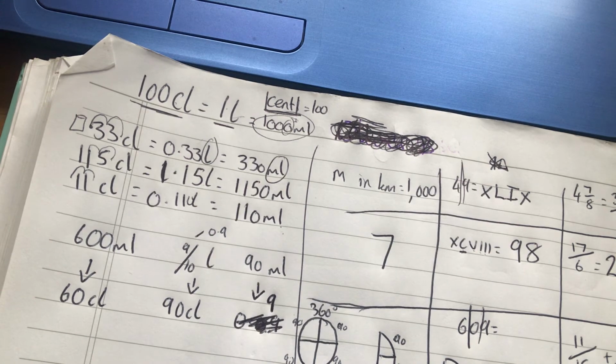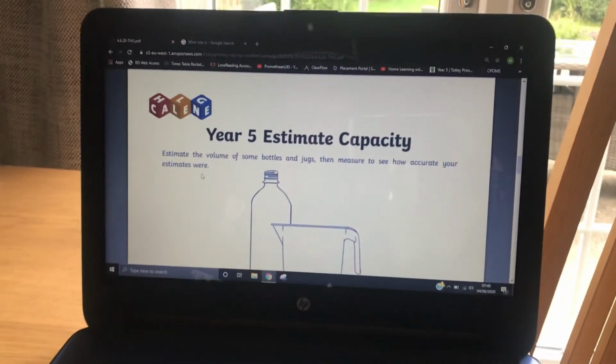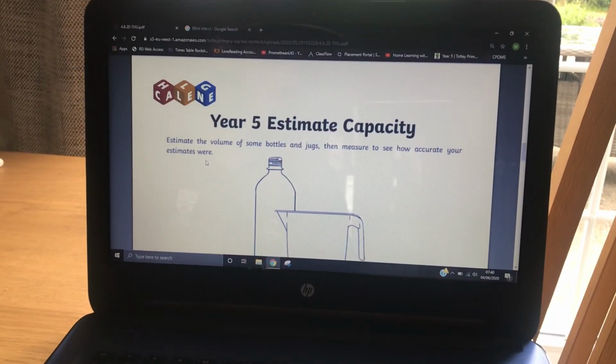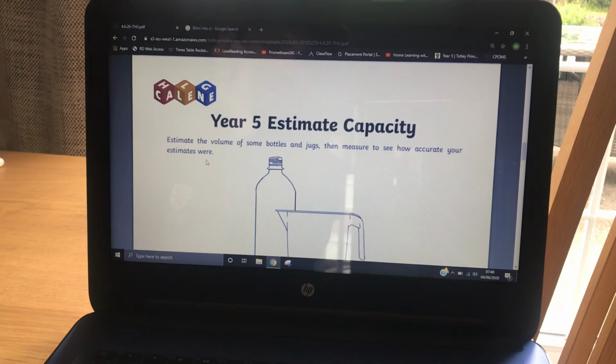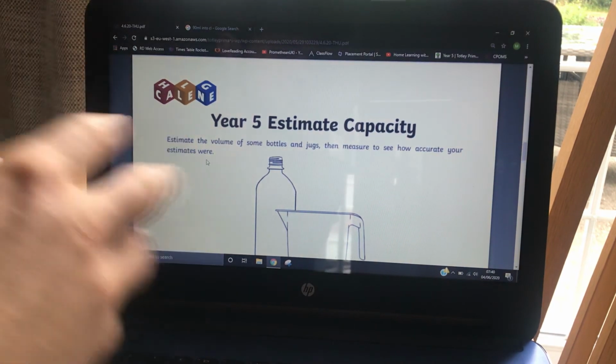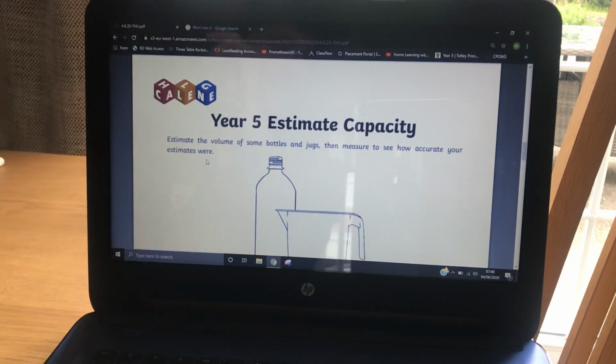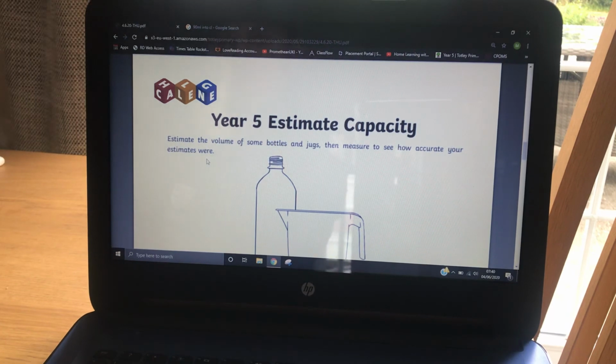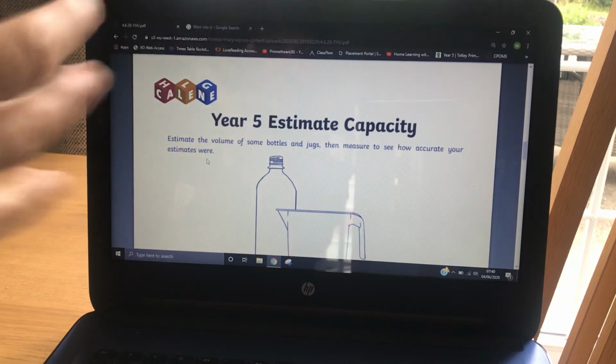You do have one last task as well, which is the classic of all classic capacity lessons, where you've got to go and do some estimating. And you know what? You do this a lot in your school life, and I still see kids in year 5 and 6, and even adults, not estimate capacity very well. So today, drizzly day again, probably be inside, grab some bottles and jugs, and see if you can measure how accurate they are.